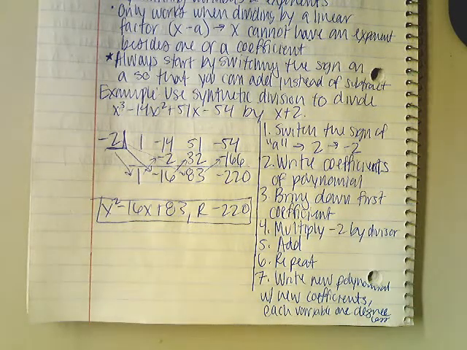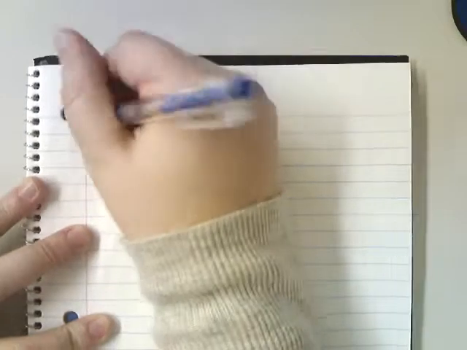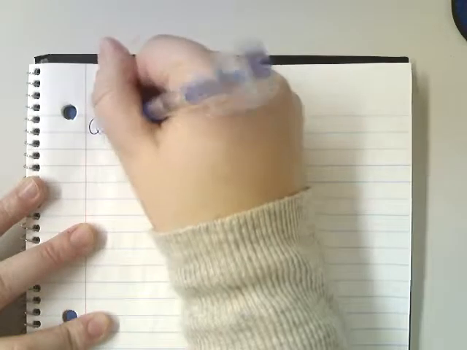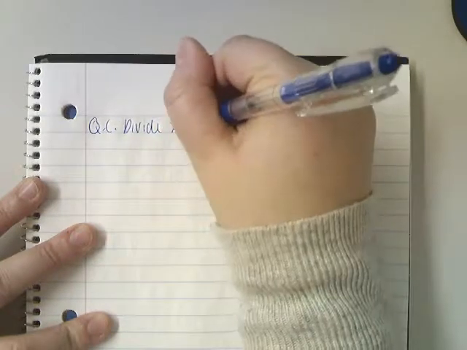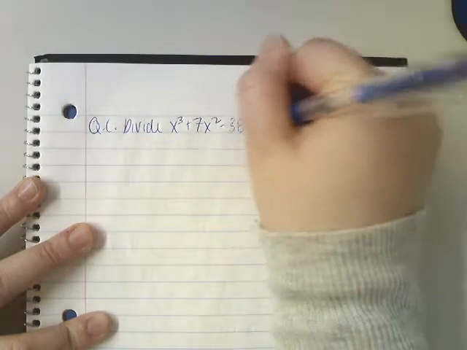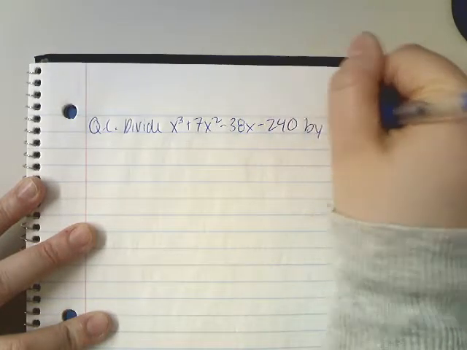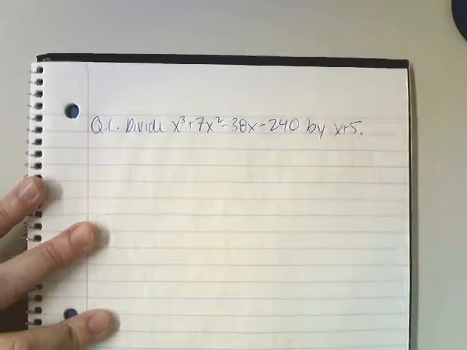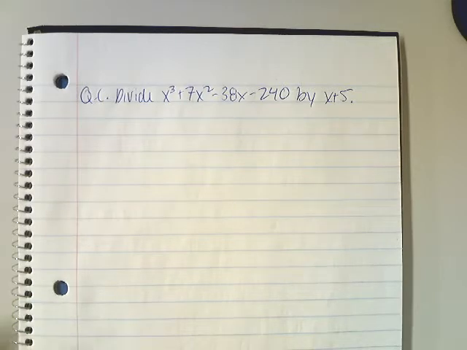So I'm going to flip the page for a quick check, make sure you have this all down. For our quick check, I want us to divide x cubed plus 7x squared minus 38x minus 240 by x plus 5 using synthetic division. So you pause this, try it on your own. I'm going to go over it now.